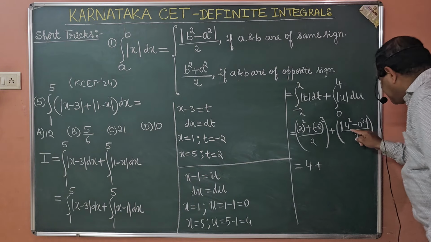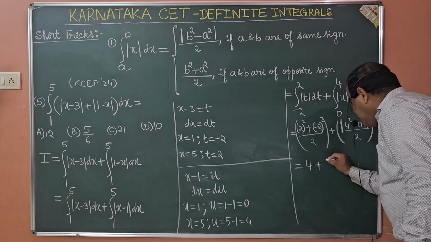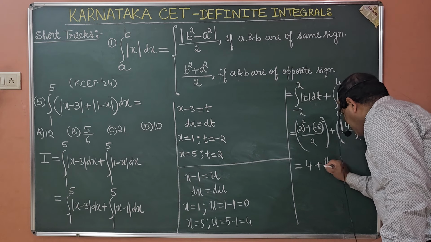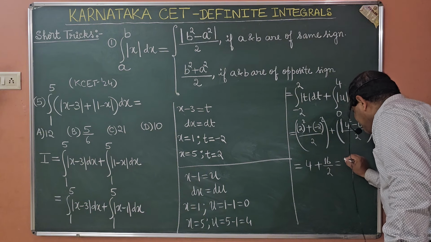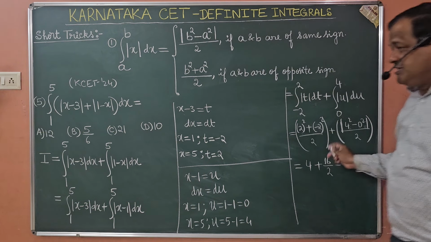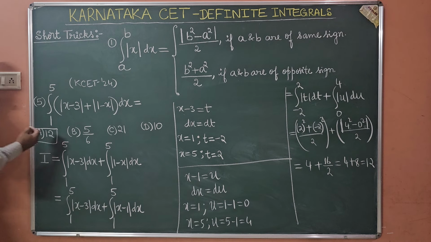Plus this becomes inside the modulus 16 minus 0. So 16 by 2. So modulus of 16 is 16, 16 by 2. So it is therefore 8. Therefore the final answer is 4 plus 8 is equal to 12. Therefore for this question, option A is correct. So kindly go through the solution.